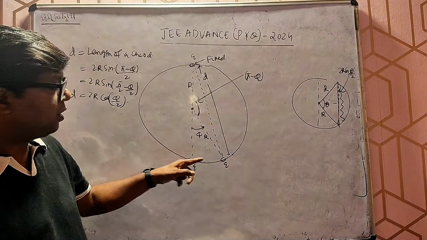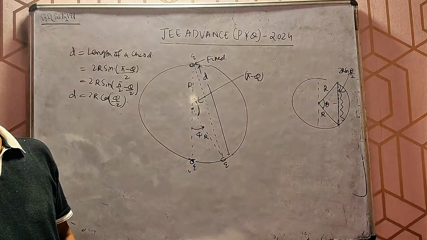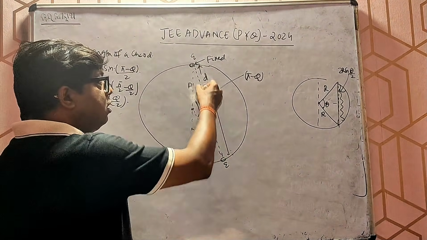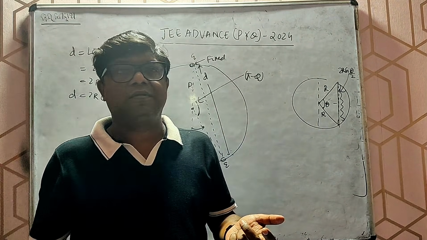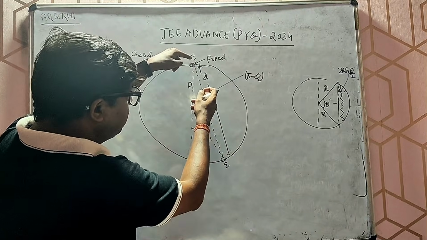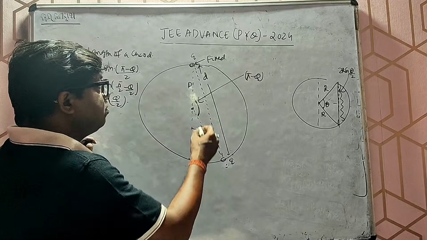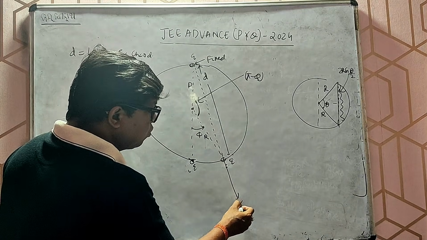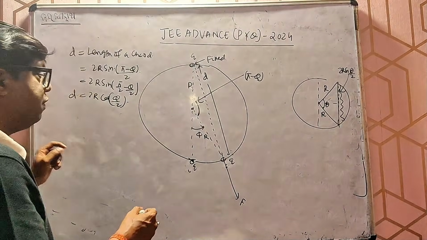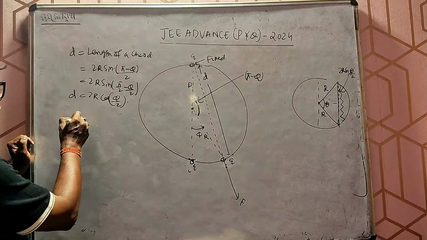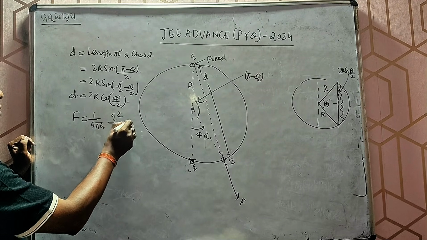So whenever the charged particle is displaced from this position, the positive charge will experience a force along the line joining the two charges, and we apply Coulomb's law. For the two charged particles, the distance between them is d equal to 2r cos phi by 2, and the force acts along the line joining the two charges. So the value of the force, applying Coulomb's law, is F equal to 1 by 4 pi epsilon 0 q square by d square.